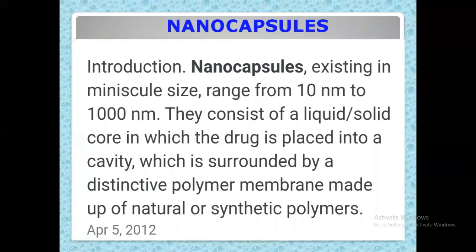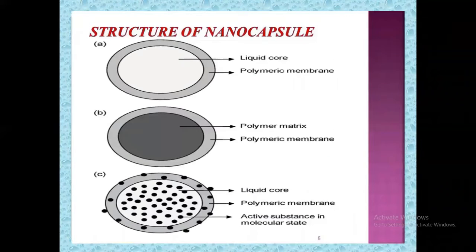So what are nanocapsules? Already we know that nanocapsules are of minuscule size, ranging from 10 nanometers to 1000 nanometers. They consist of a liquid or a solid core, the central core, in which your drug molecule is placed into a cavity, which is surrounded by a distinctive polymer membrane coat that is made up of natural or synthetic polymers. So this is the nanocapsule, and you can see its structure.